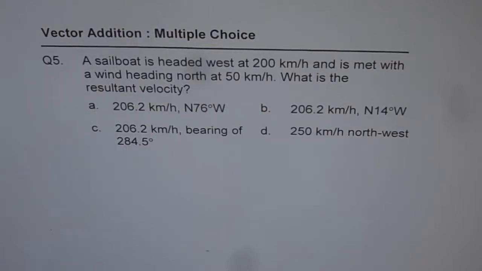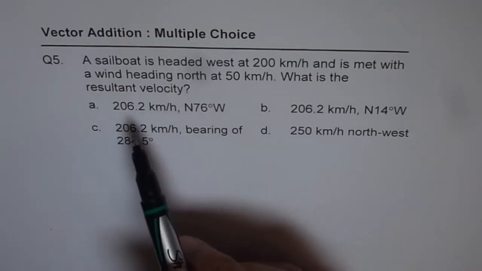Question number 5 are multiple choice questions to practice application problems related with vector addition. A sailboat is headed west at 200 kilometers per hour and is met with a wind heading north at 50 kilometers per hour. What is the resultant velocity? Now I'd like you to pause the video, solve, select the answer, and then look into my suggestion.